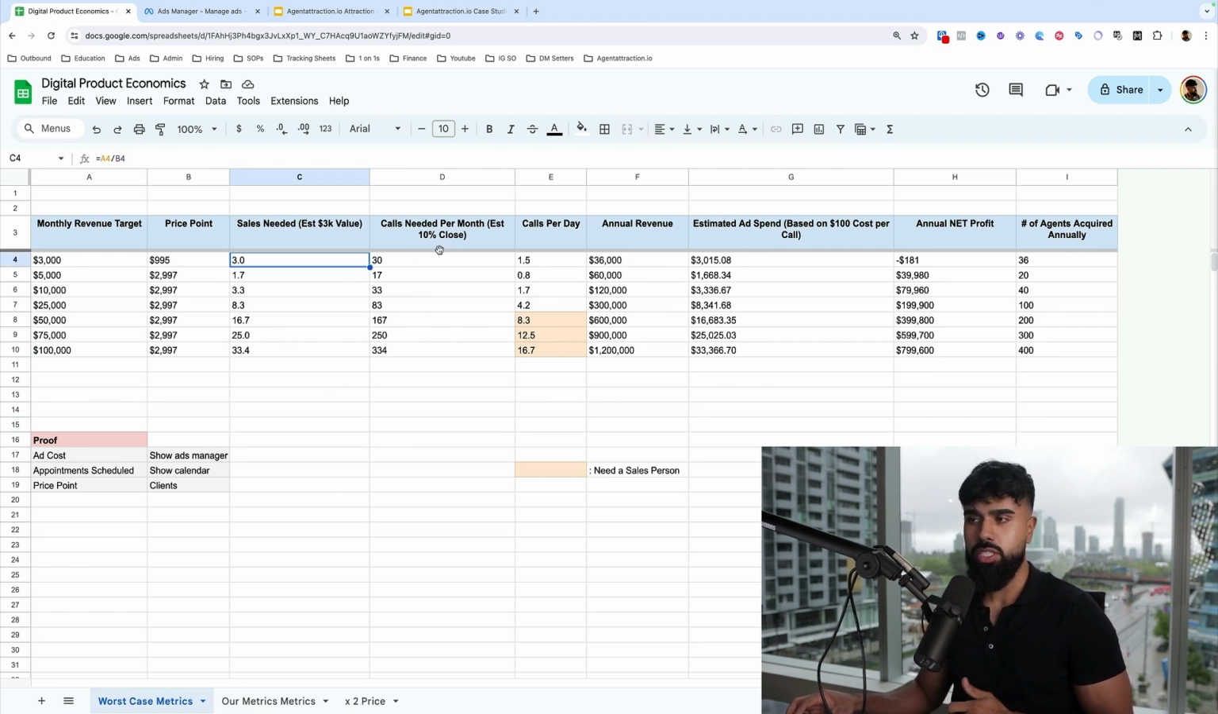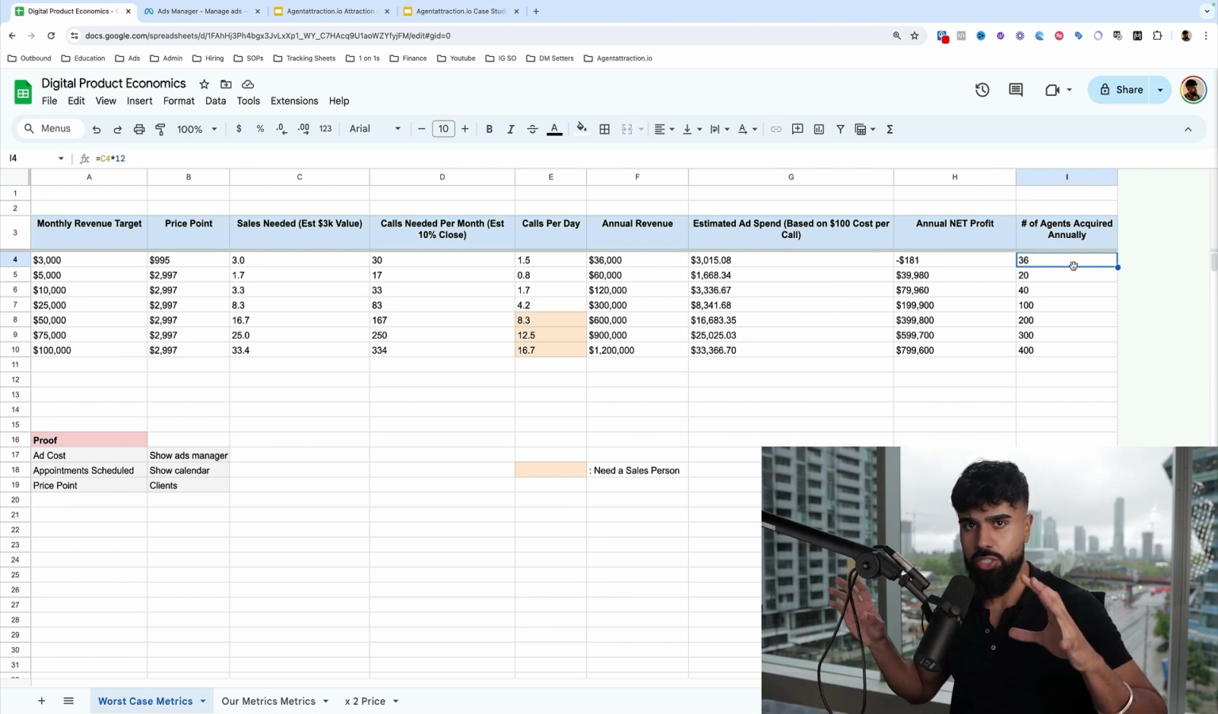Now, assuming that you only close 1 out of every 10 calls that you take, a 10% closing rate, which is horrible, you will need to take 30 calls per month with agents. That's about a call and a half per day. If you do make 3 sales per month, at the end of the year you are going to make $36,000, and you're also going to acquire 36 agents into your network.